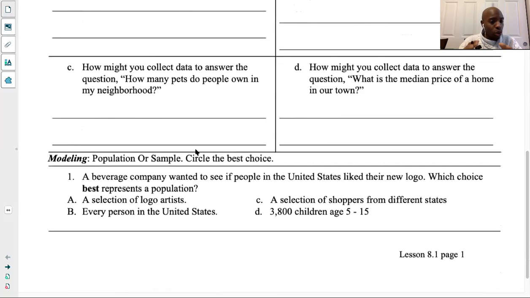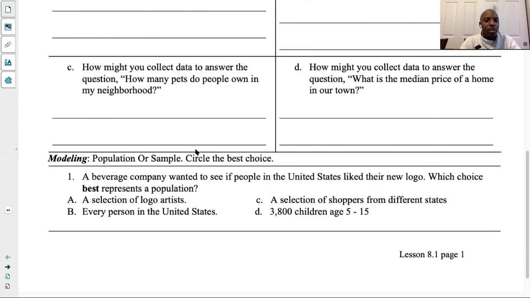So I want to go on to what you're actually going to have to do for your homework and your independent practice today. Once again, you are going to complete the 12 questions that are following this one, take pictures of it, and then upload them onto the actual Google assignment. All right. So modeling here says this, right? We're going to talk about population or sample. That's it. Either population or sample, and I want you to find the best choice.